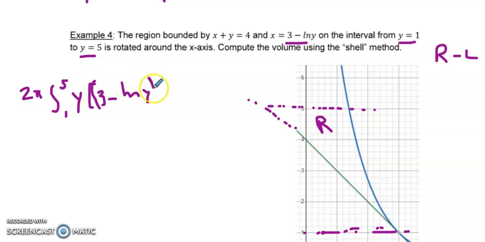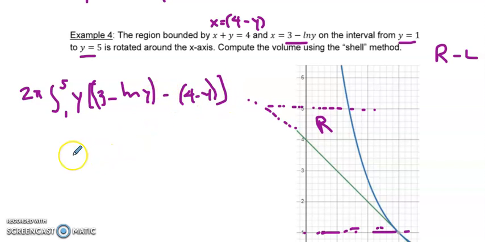And I'll put that in parentheses here. And then my left curve, I need to solve this for x, so it's going to be x equals 4 minus y. So I'll put in a 4 minus y in parentheses here. Don't forget those parentheses because we need to make sure this negative distributes. And then we can put this on our calculator and solve, and we're going to get approximately 95.601.